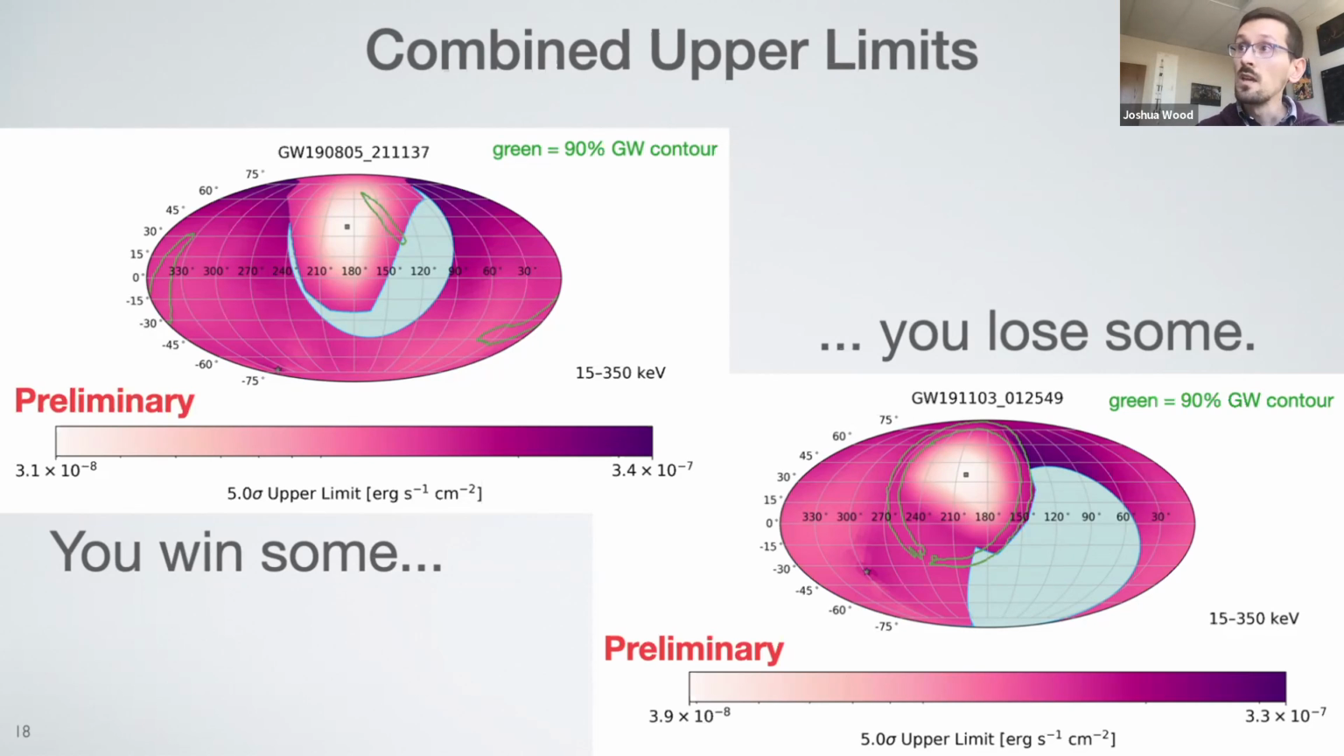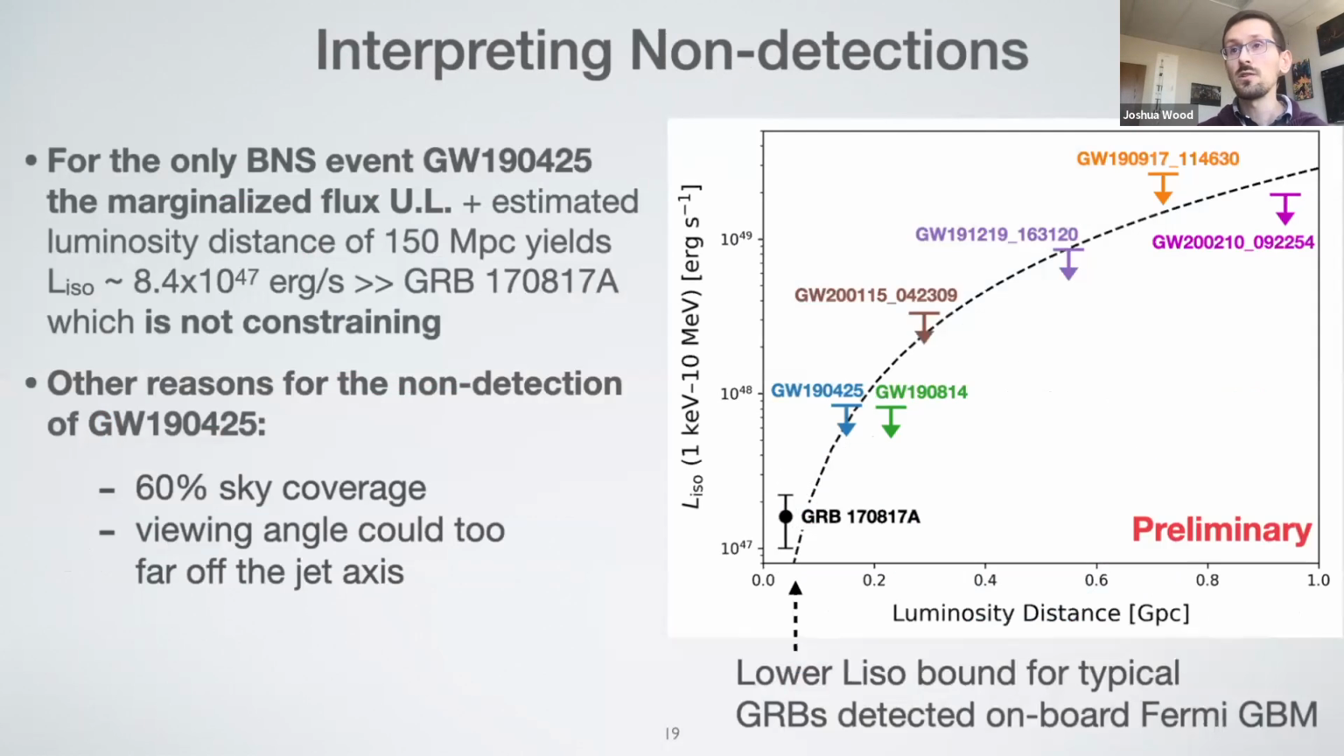But that said, there is some additional information here that we can include. Assuming that the binary neutron star event happened at least within our visible portion of the sky, you can combine our flux upper limits with the estimated distance to this event and compare the equivalent isotropic luminosity for this binary neutron star event, 190425, with that of the one measured event, 170817A, to see if it's constraining. In this case, it's not, because the upper limit is above that measurement. So that's unfortunate. And then we have these other reasons for the non-detection, which are the partial sky coverage.